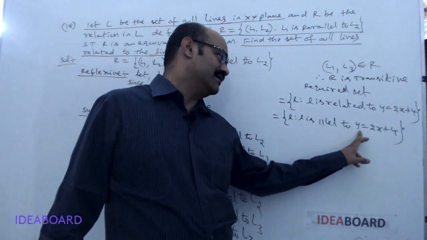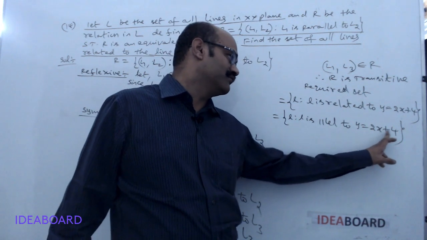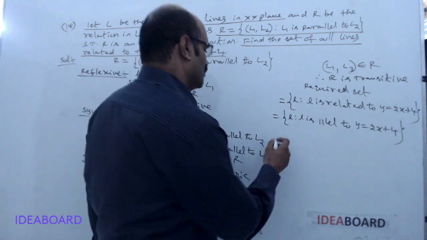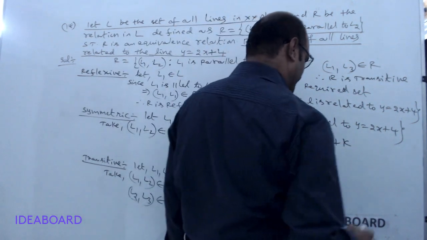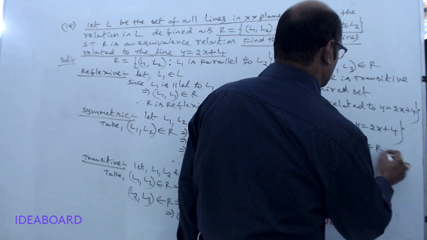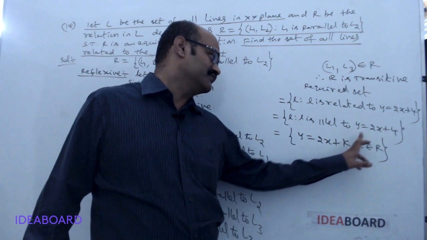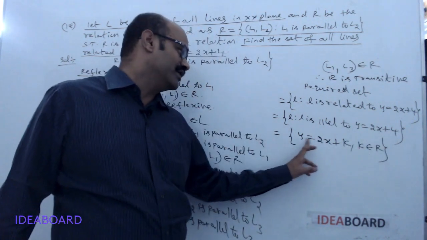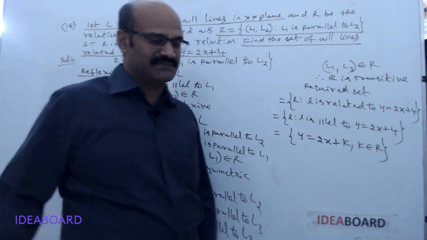We know that the set of lines which are parallel to y equal to 2x plus 4 will always be in the form of y equal to 2x plus k, where k belongs to R. The set of lines parallel to it will always be in the form of y equal to 2x plus k, k being any real. Hence proved.